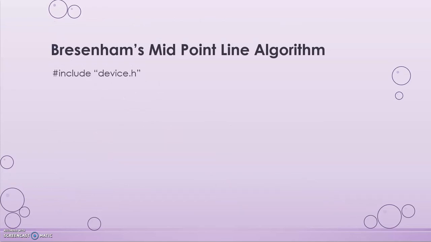The incremental midpoint technique chooses between two pixels based on the sign of the decision variable calculated in the previous step. Then it updates the decision variable by adding either delta E or delta NE. Now let's take a look at the algorithm. We start with #include device.h. Then we define a midpoint line function with x0, y0, x1, y1 and a value.